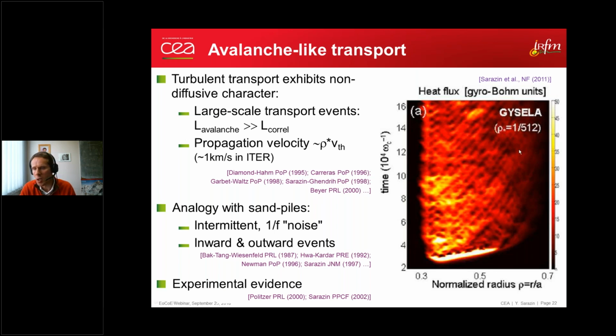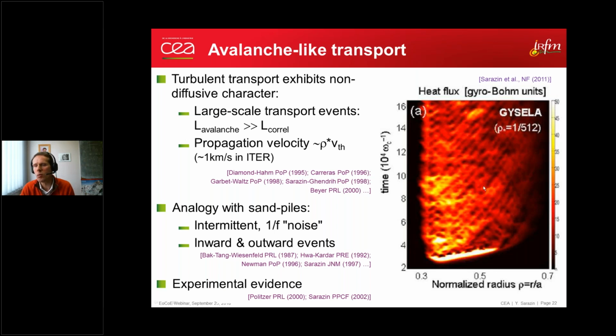The propagation velocity of those avalanches is of the order of rho star times the thermal velocity, so it's fairly small. Rho star is of the order of 10 to the minus 3 in ITER, the thermal velocity of the order of 10 to the 6 meters per second. So this leads to a propagation velocity, which can be fairly large in ITER, of the order of a kilometer per second.